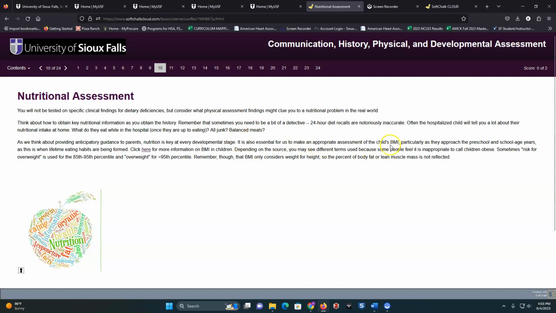BMIs have been growing in pediatrics, so just be careful of that. So much to the point that they've actually got extended growth charts for those above the 95th percentile. So you can click here and look for information on BMI, and in the upcoming slides we've got growth charts and different things like that.